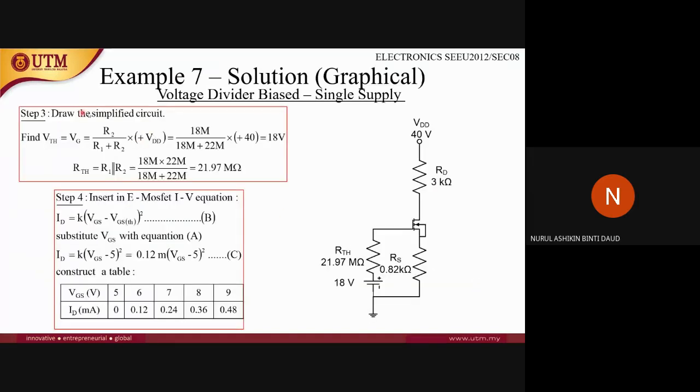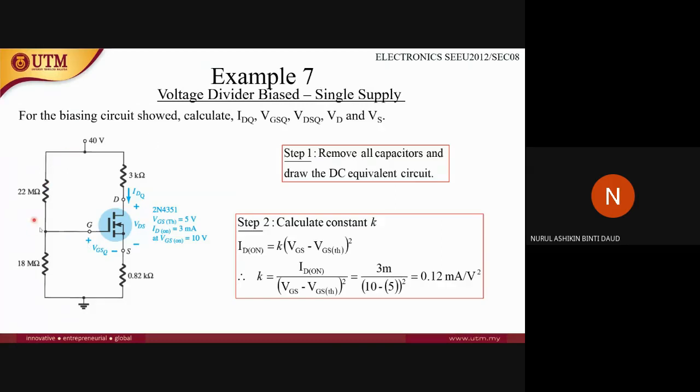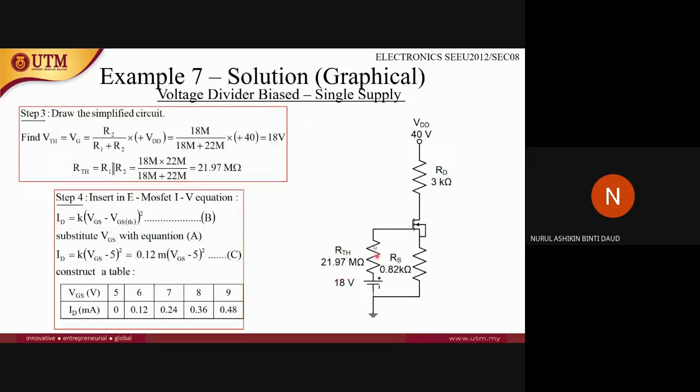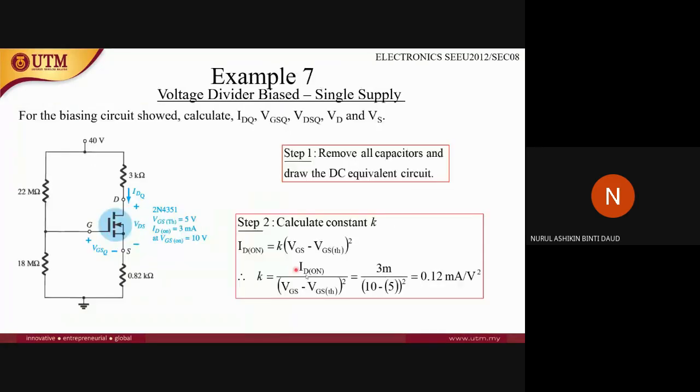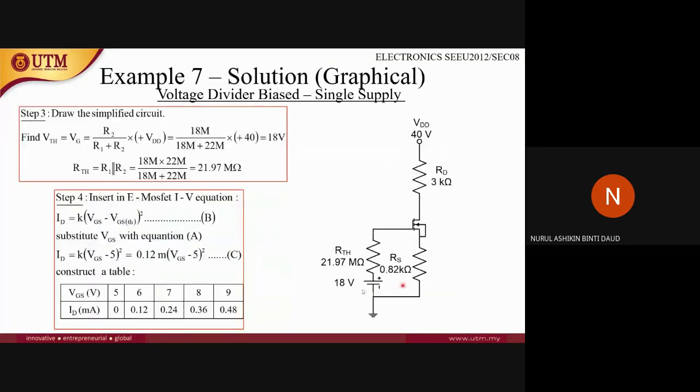So next, draw the simplified circuit. For this simplified circuit, you need to use the Thevenin theorem to simplify. Okay, so it will look like this. This circuit later on is going to look like this, right? So from here, you can find the transfer curves and also the DC load line, right? The transfer curve uses this K that you calculated earlier.